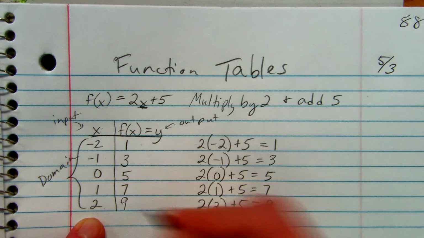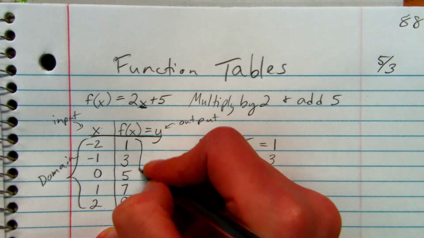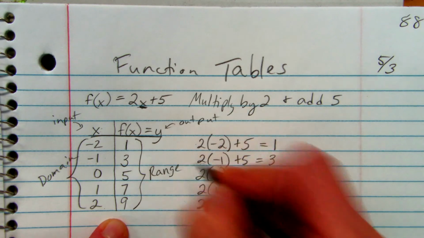And so these are my points. So this is my domain. That's my inputs. What I got out of it is my range, which is my outputs.